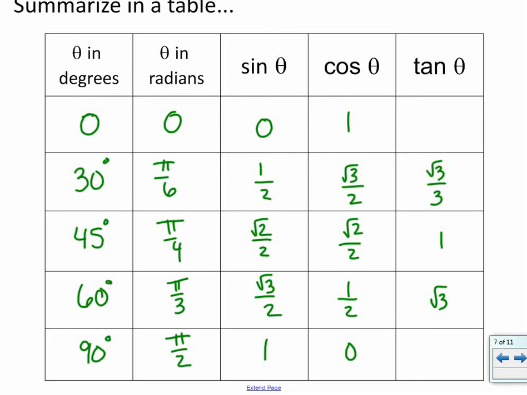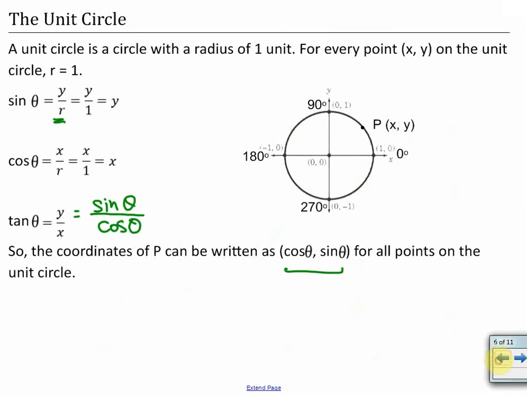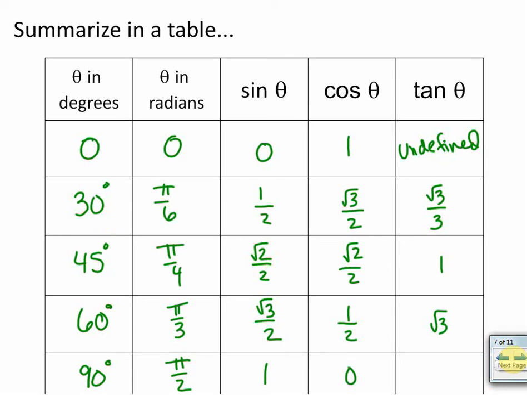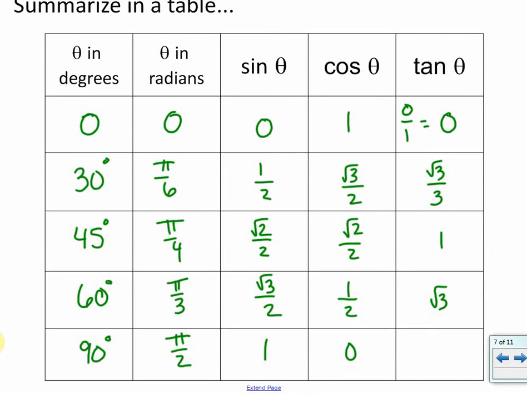The tangent of 0 degrees is undefined, because if you remember from the last slide, we said tangent was cosine. Oh, did I do this backwards? Sorry. Tangent is sine over cosine, so sine over cosine, 0 over 1, would be 0. And then for 90 degrees, sine over cosine, 1 over 0. You can't divide by 0, so that makes this undefined. So you can use this table to help you instead of the unit circle.